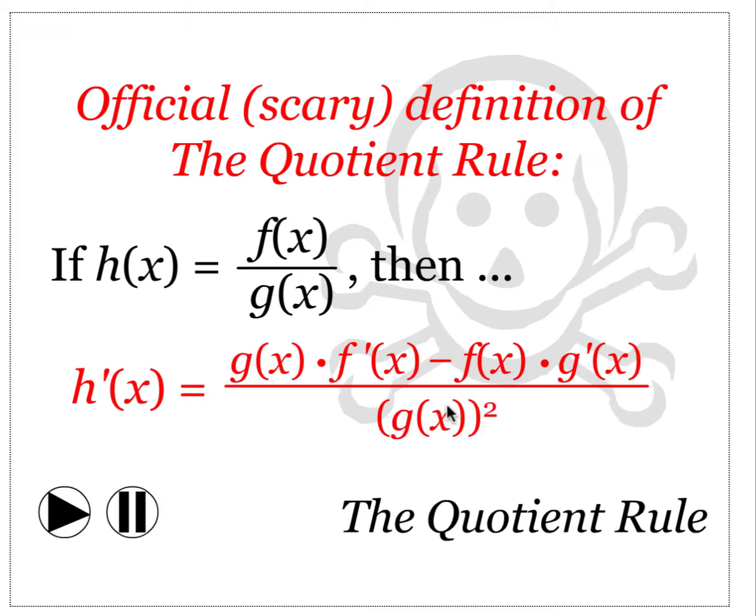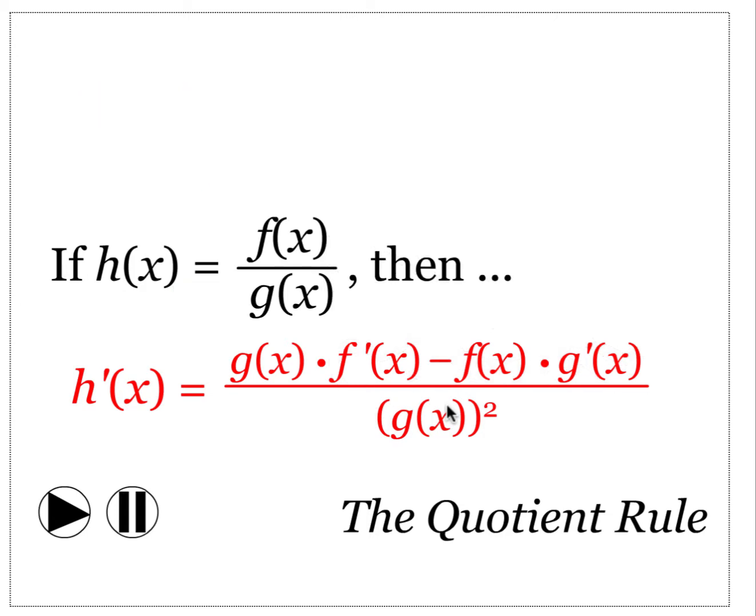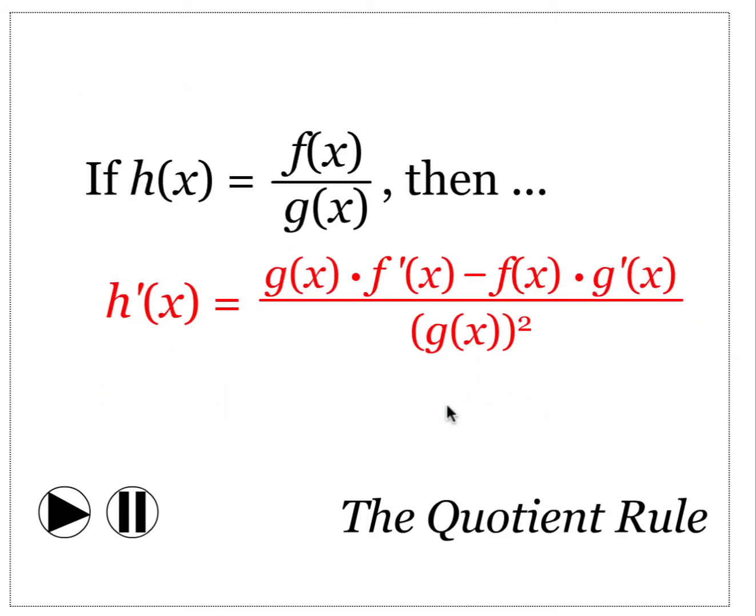Now, what does that exactly mean? It means basically that the derivative of h is equal to the bottom times the derivative of the top minus the top times the derivative of the bottom, all divided by the bottom squared. That's the quotient rule. Now you go ahead and try one.